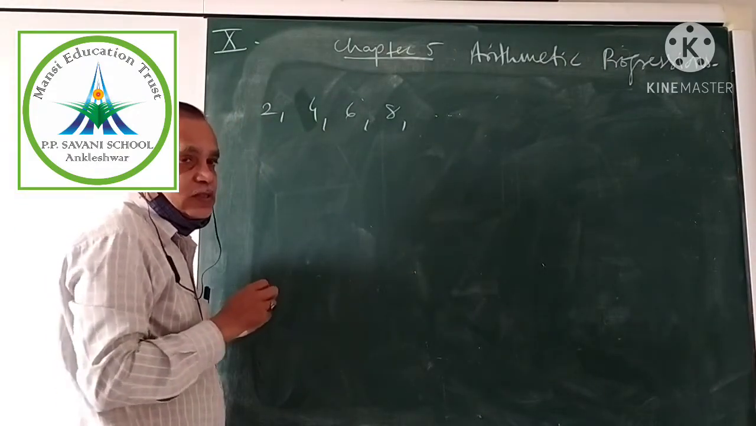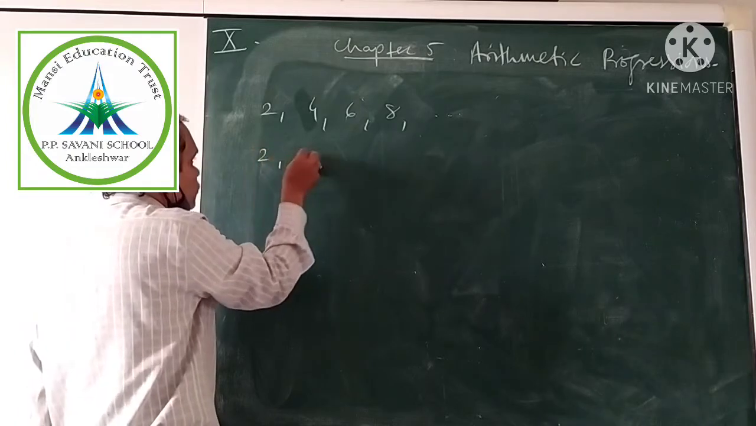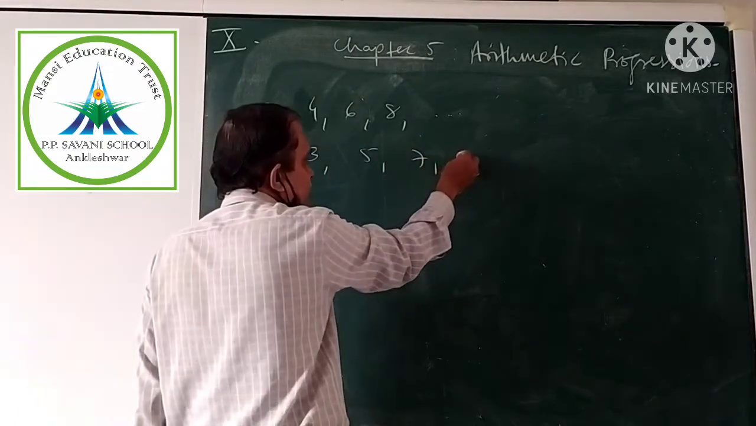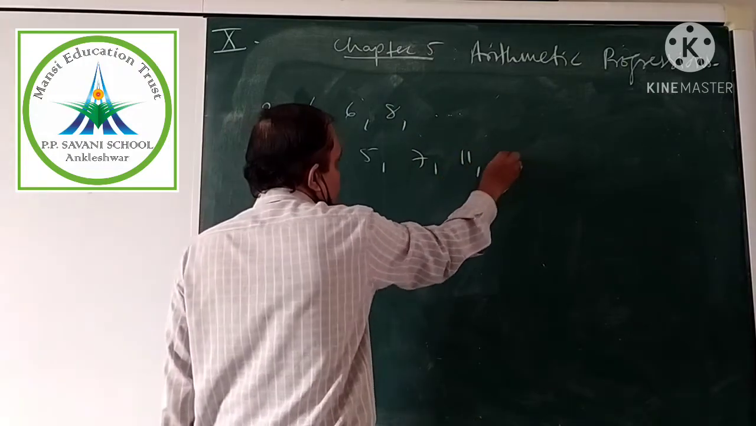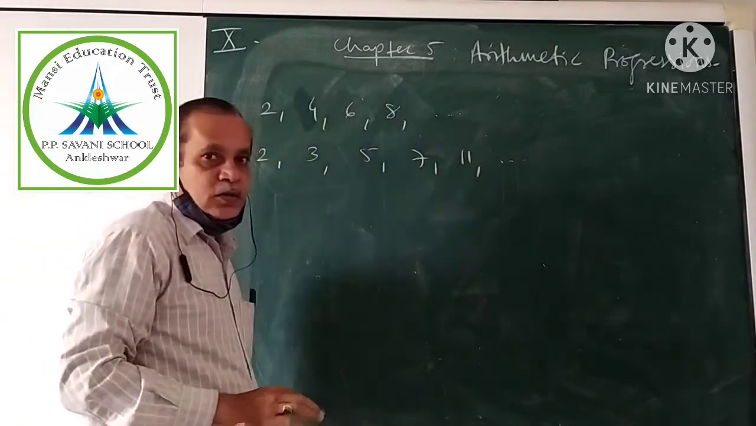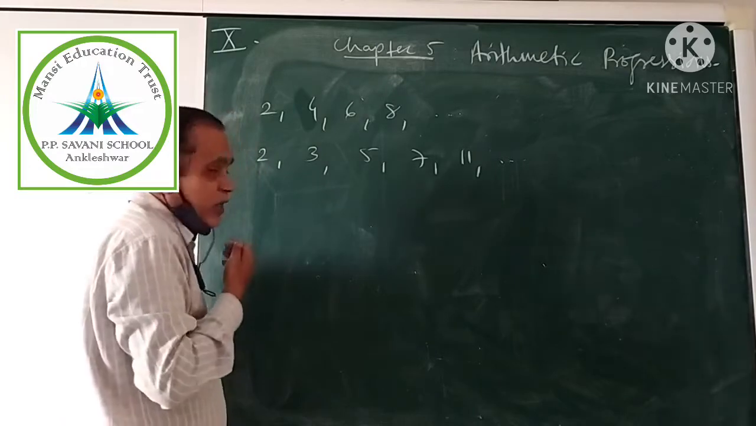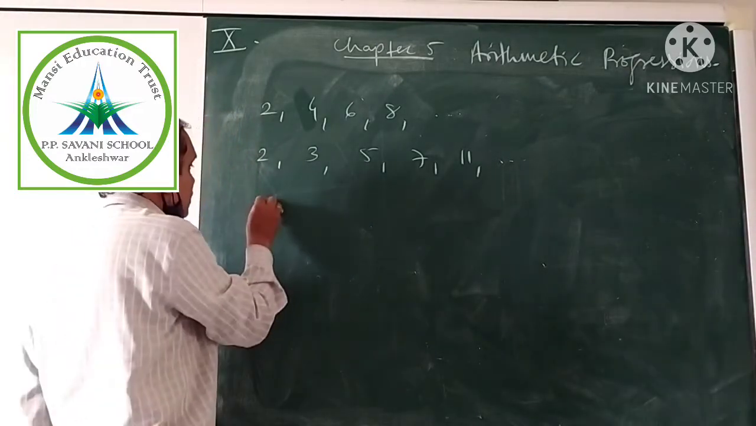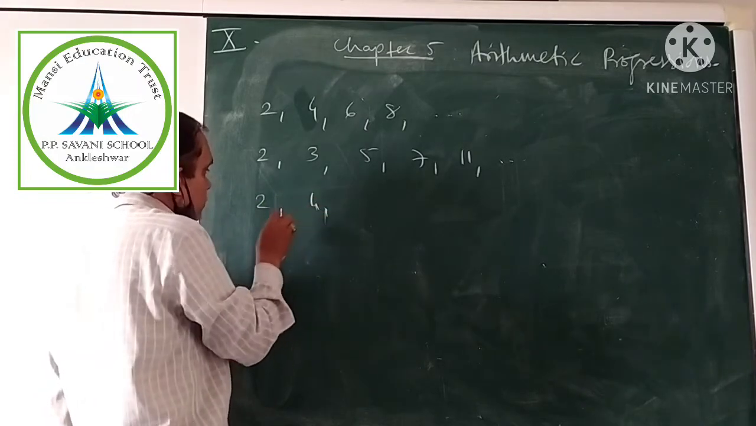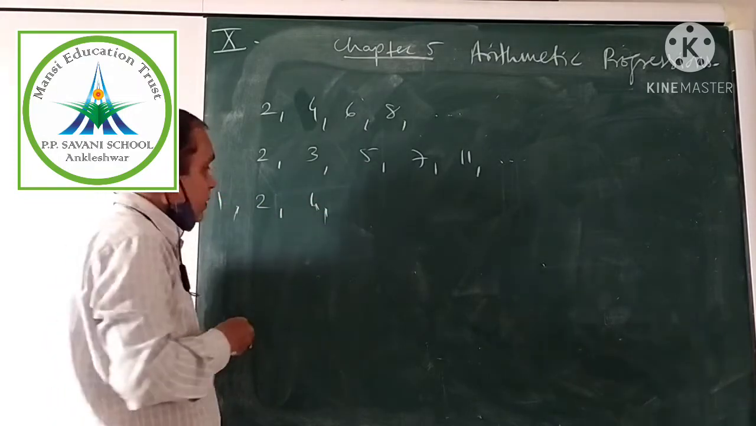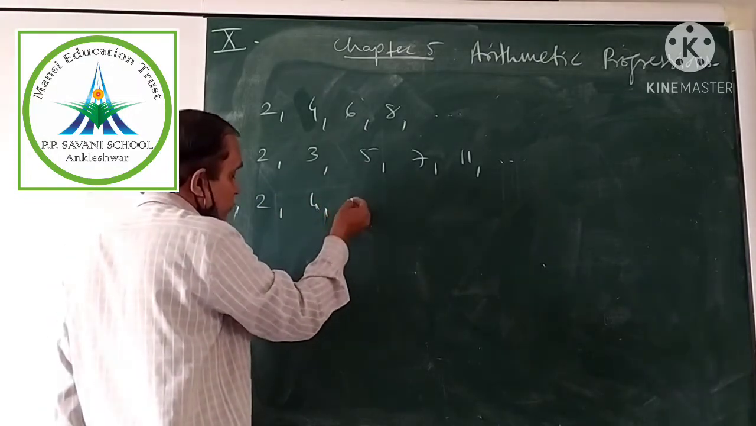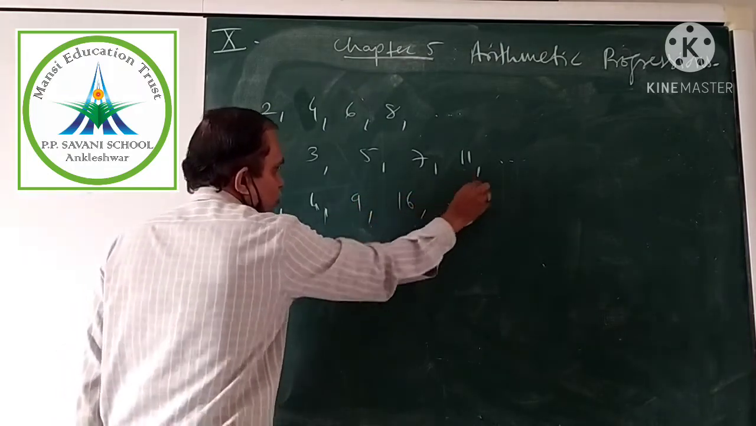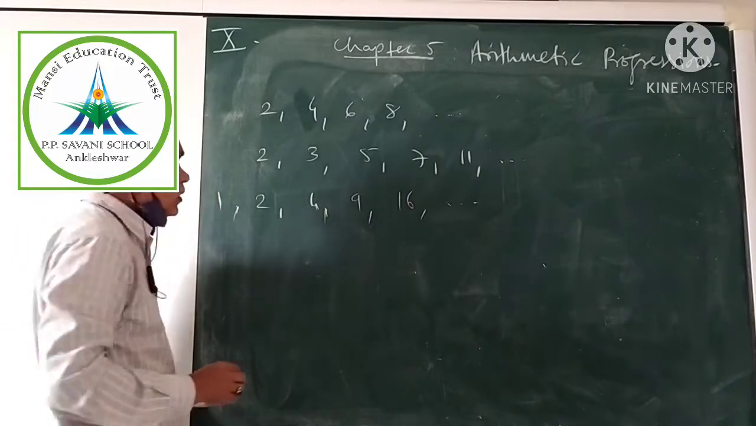I am writing prime numbers: 2, 3, 5, 7, 11, 13. Okay? Again, suppose I am writing square numbers, perfect square numbers: 1, 4, 9, 16, 25. Right?